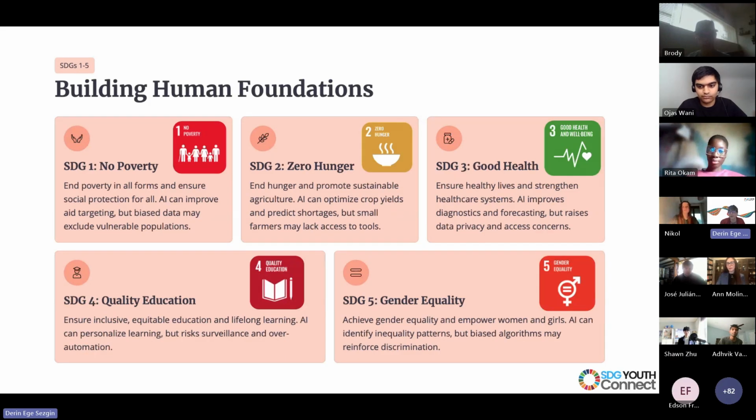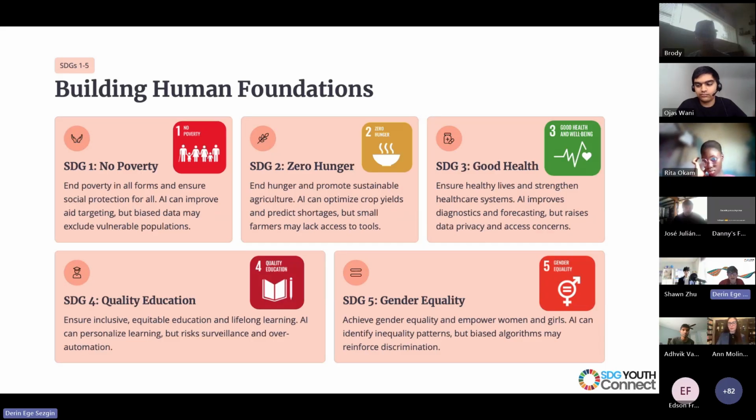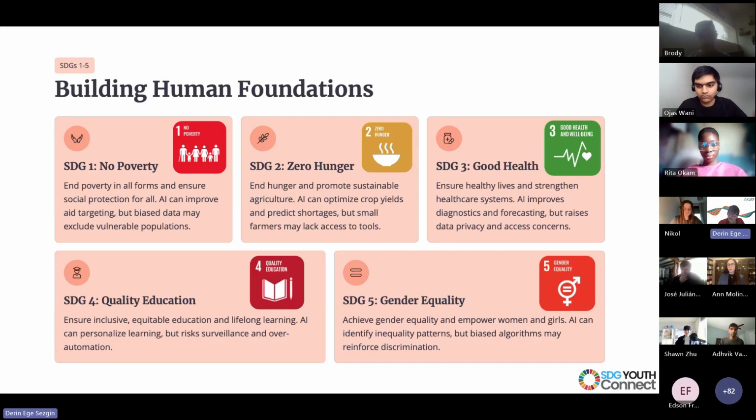So SDG 1 is no poverty. The goal is ending poverty in all forms and ensuring social protection for all. AI can improve aid targeting, but biased data can exclude vulnerable populations. This would be, for example, an unrepresentative data set, in which a data set might have a lot of information about one area and less about another, prioritizing the area with more data rather than the area that might need it even more.